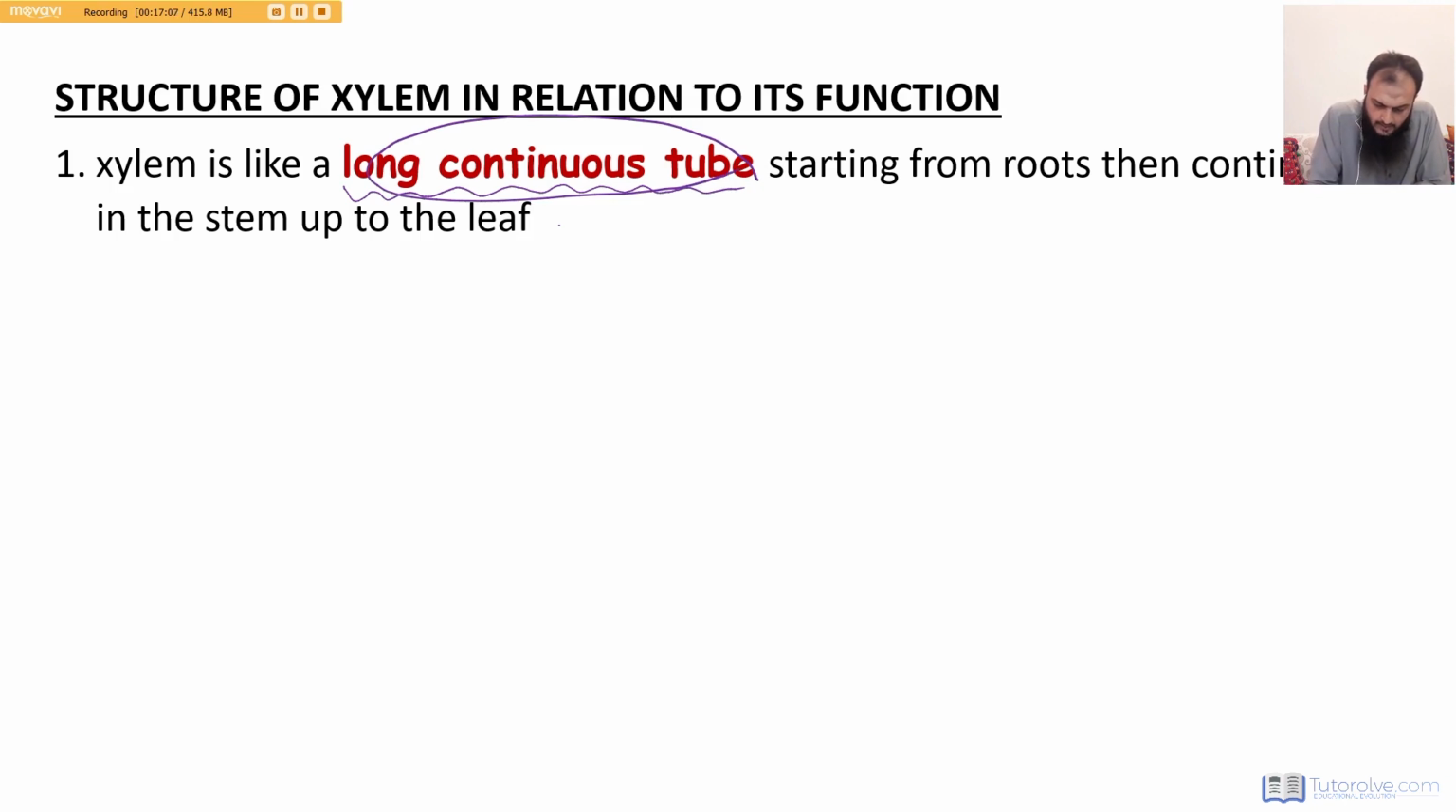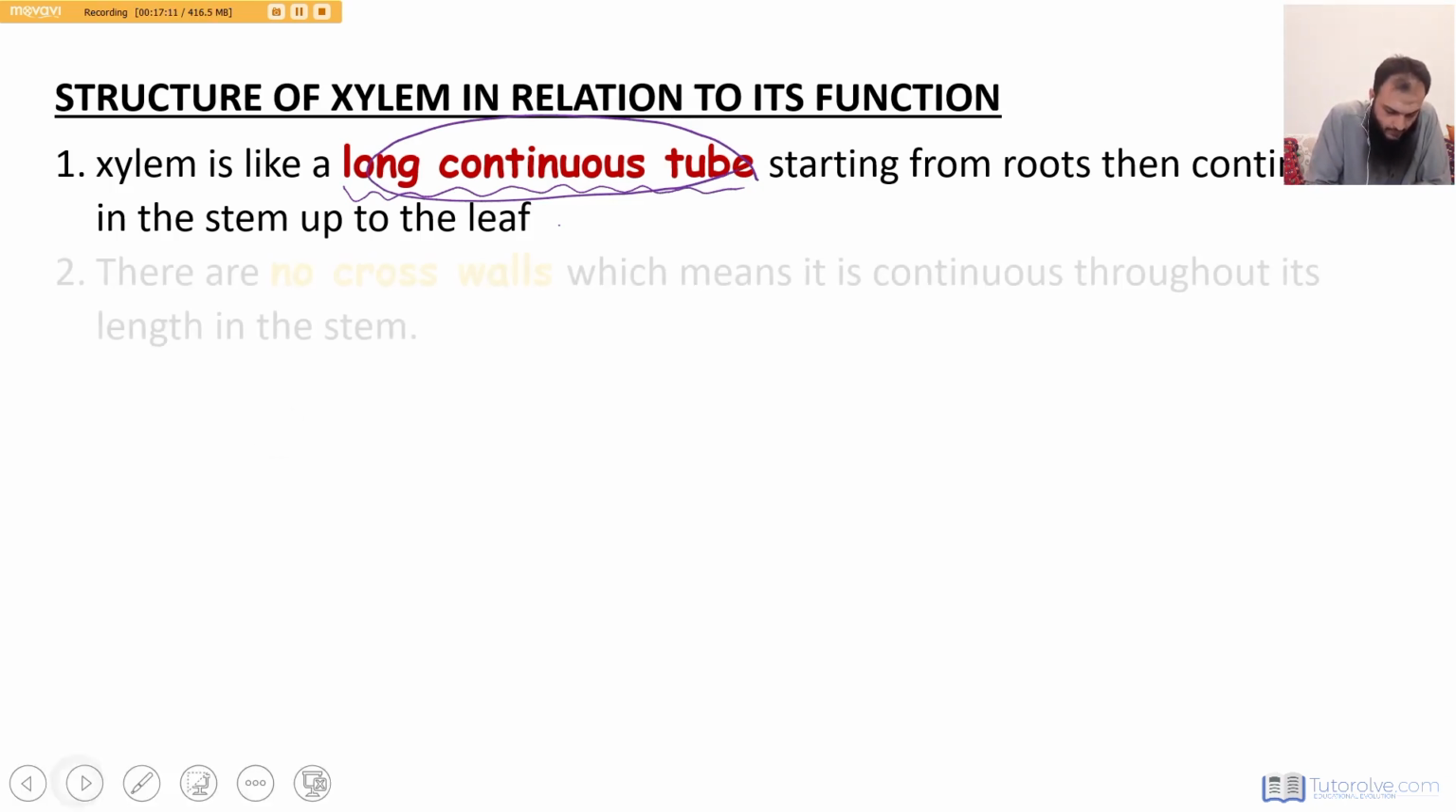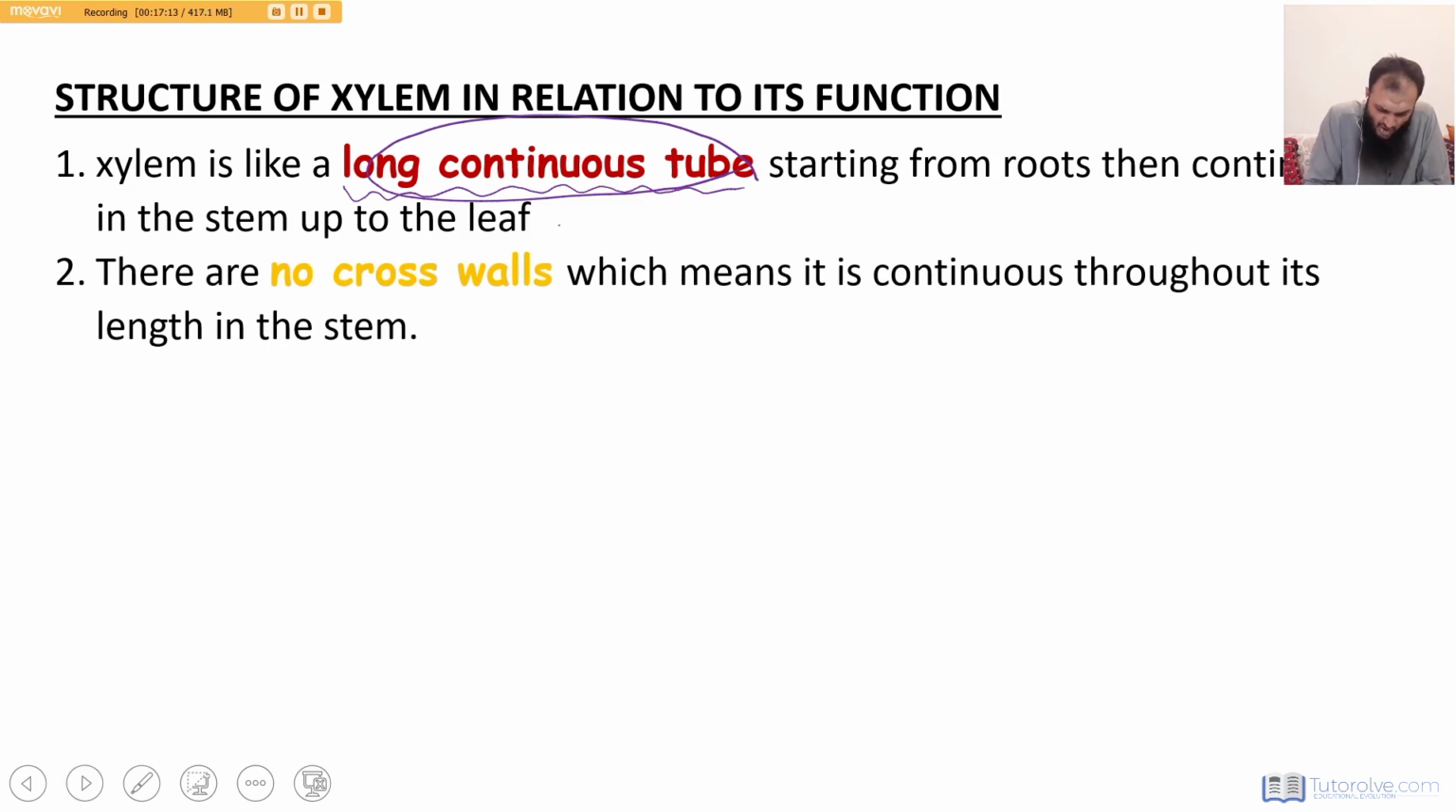Okay, starting from roots, then continues in the stem up to the leaf. Point number two. There are no cross walls. Now, what exactly do I mean when I say that there are no cross walls? Well, what that simply means is, once upon a time, xylem was a group of cells lying on top of one another, okay?